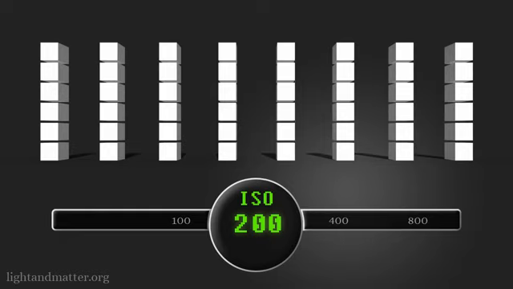ISO is a little different from aperture and shutter speed. Instead of controlling how much light gets to the sensor, it controls how much light the sensor needs to make the image. The higher the ISO, the more sensitive the sensor is to light.